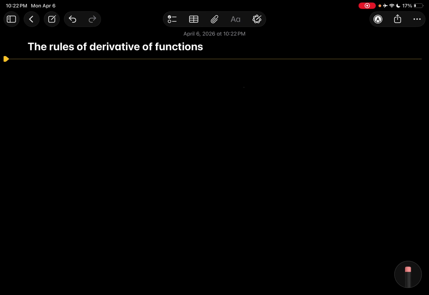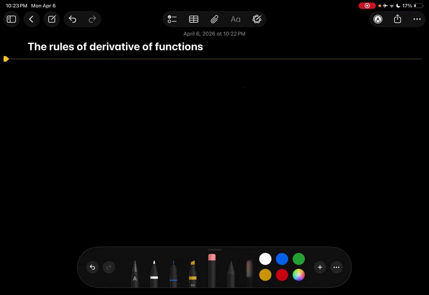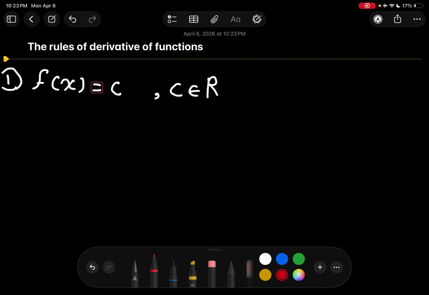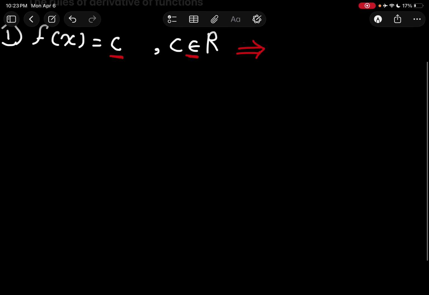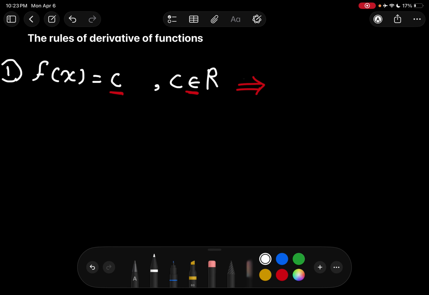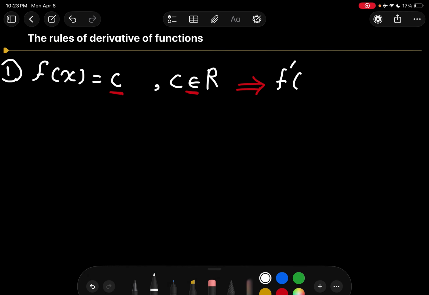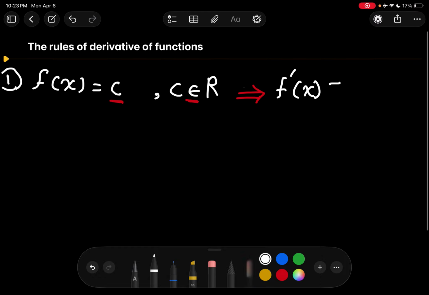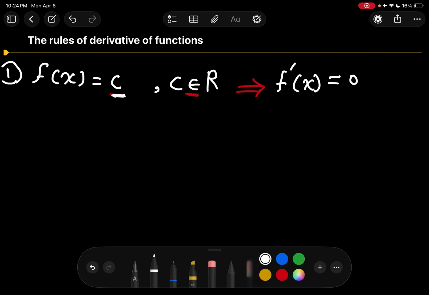So first, we have the first rule: f of x equal to c, and c belongs to R. R is the real numbers. This symbol is called belongs to. C belongs to the real numbers and c is a constant number. So f prime of x, the derivative, equals 0. Why? Because c is a constant number, so the derivative of c is 0.